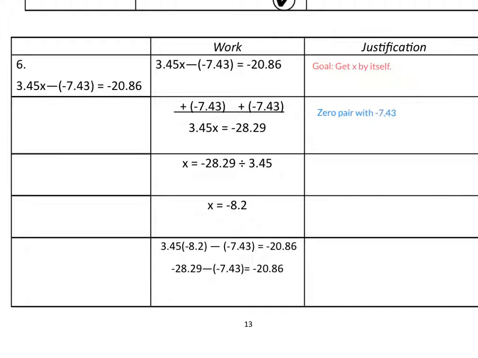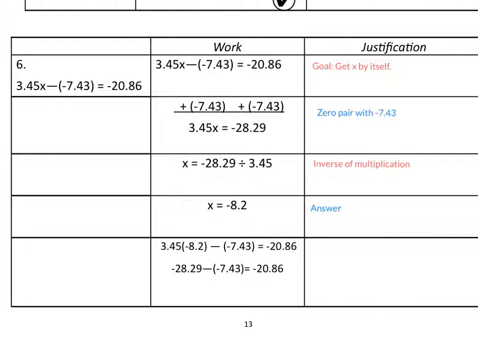Then we have to say, hey, what's our next step? Well, we have to do the inverse of multiplication, which is why we've divided negative 28.29 divided by 3.45, because division is the inverse of multiplication. And that is how we get our answer of negative 8.2. We know it's going to be negative because our signs are different.